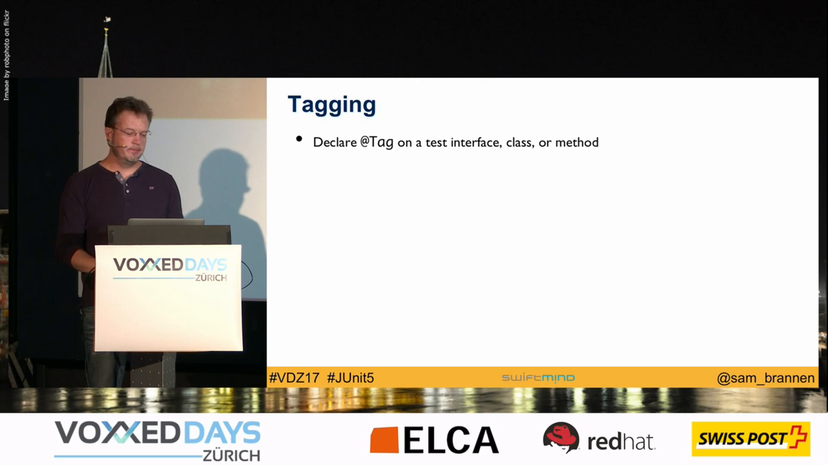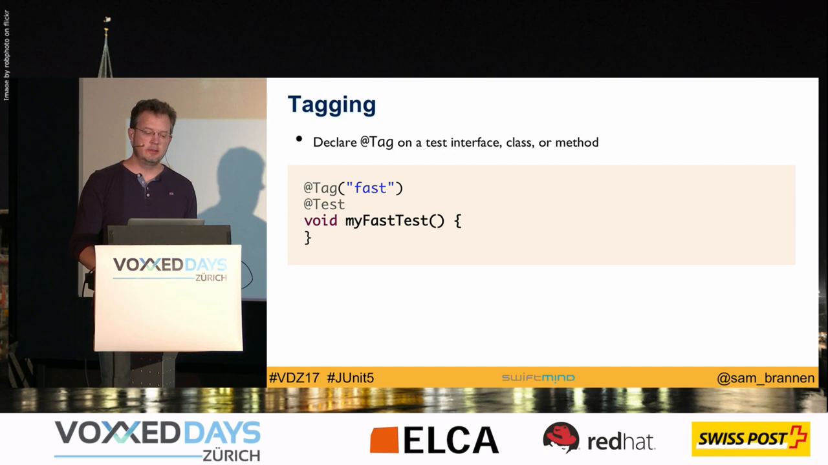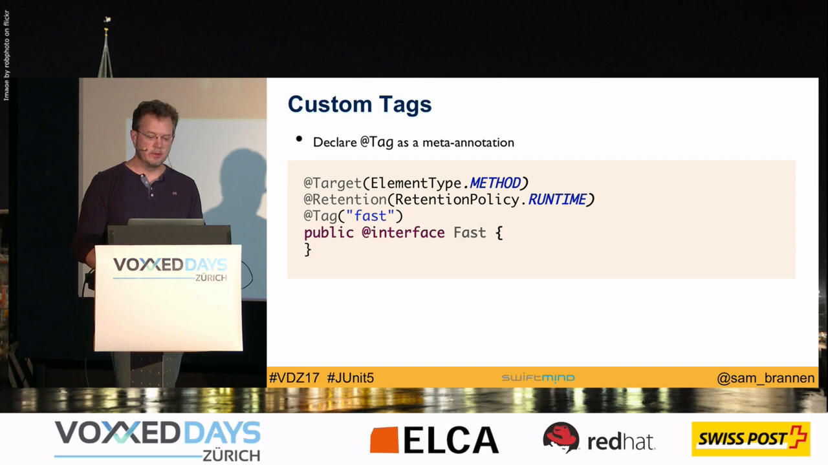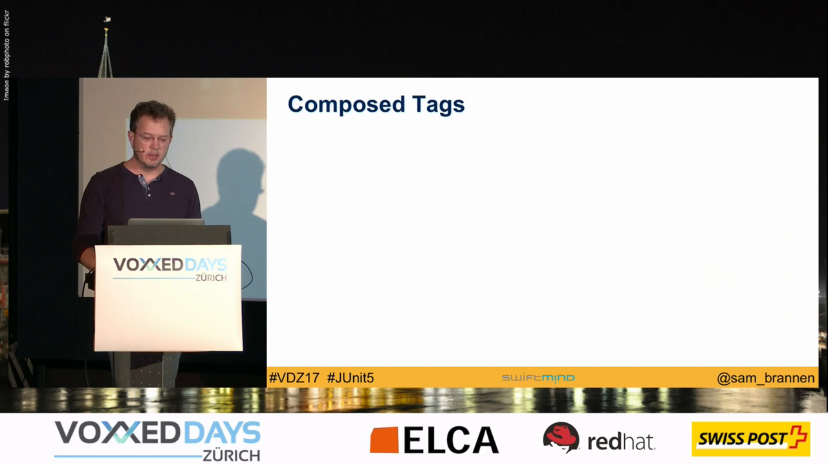Tagging. You just declare @tag on a test interface class or method, like this, @tag fast. And then you could say when you start, only run the fast tests, only run the slow tests, smoke tests, stuff like that. Another option is to have a custom tag, where you declare @tag as a meta annotation, right? So here we have this custom annotation we've written called fast, annotated itself with @tag fast. Then we can just use this @fast annotation. And we can even go one step further, having a custom composed annotation.